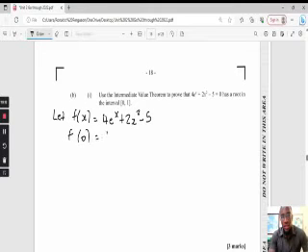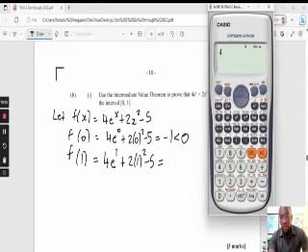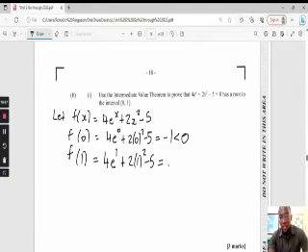Now f of 0 is going to be 4e to the 0 plus 2 times 0 squared minus 5, which is equal to 4, since e to the 0 is 1. 4 minus 5 is negative 1, which is less than 0. Put in f of 1 now. f of 1 is 4e to the 1 plus 2 times 1 squared minus 5. Then you put that in a calculator. 4 times e, plus 2 times 1 is 2, minus 5. Notice we get 7.87, and that is, of course, greater than 0.